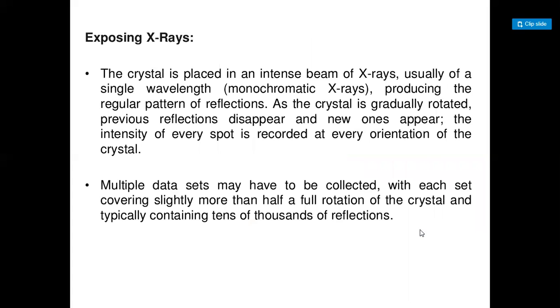Next, exposing to the X-ray: the crystal is placed in an intense beam of X-rays, usually of a single wavelength, producing a regular pattern of reflections. As the crystal is gradually rotated, previous reflections disappear and new ones appear. The intensity of every spot is recorded at every orientation of the crystal. Multiple data sets may have to be collected, with each set covering slightly more than half a full rotation of the crystal and typically containing tens of thousands of reflections.